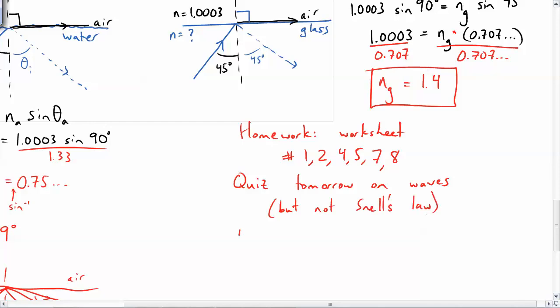This quiz will be multiple choice and is mostly going to focus on the vocabulary. So you need to know things like what is amplitude, what is refraction, diffraction, reflection, phase, all these different vocabulary words. And also how to use some of the equations like T is 1 over F and V is lambda F. That's all.